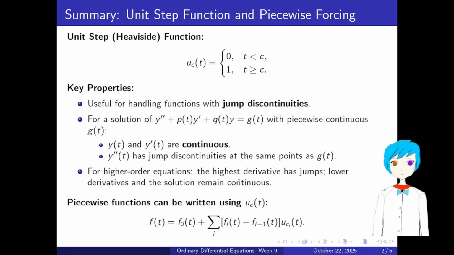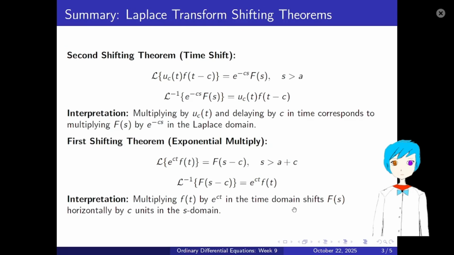So for higher order equations, the highest order derivative may have jumps, but the lower order derivatives of the solution are still continuous. Specifically, any piecewise constant function can be written as a linear combination of unit step or Heaviside functions. This is a very important property.